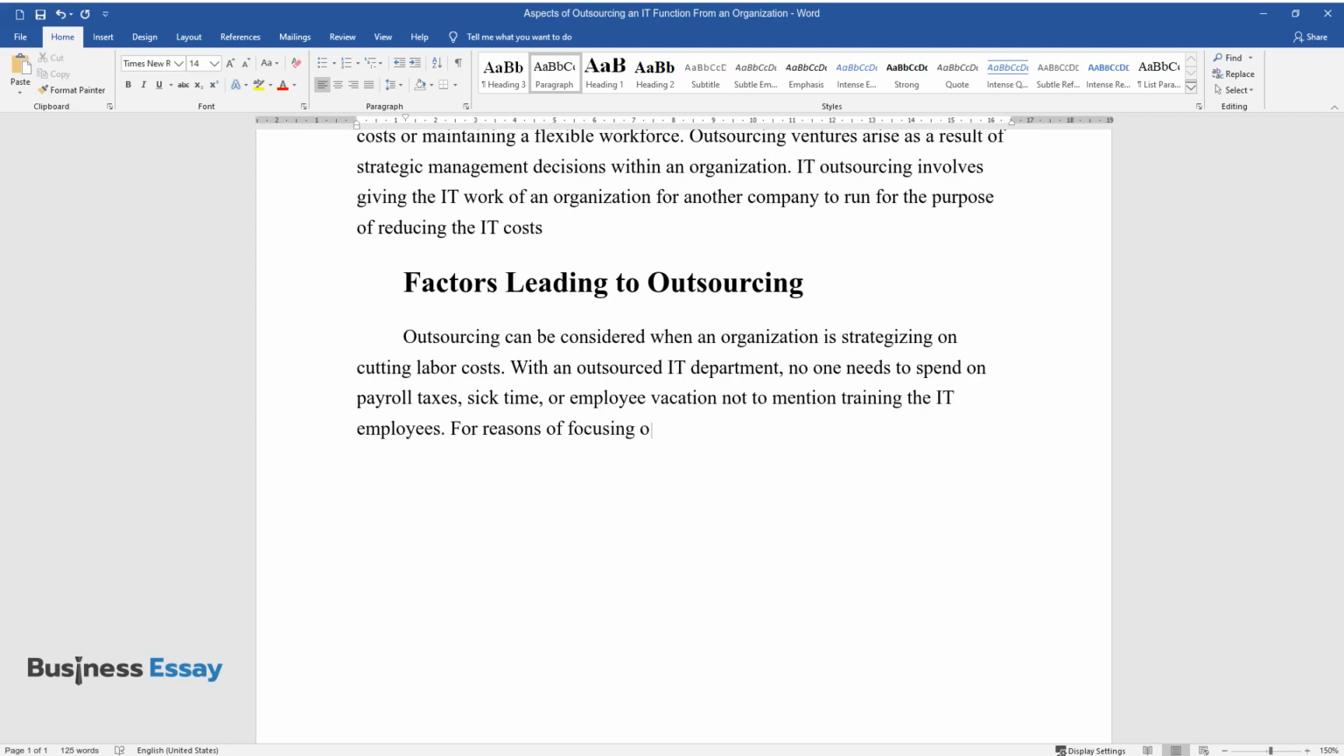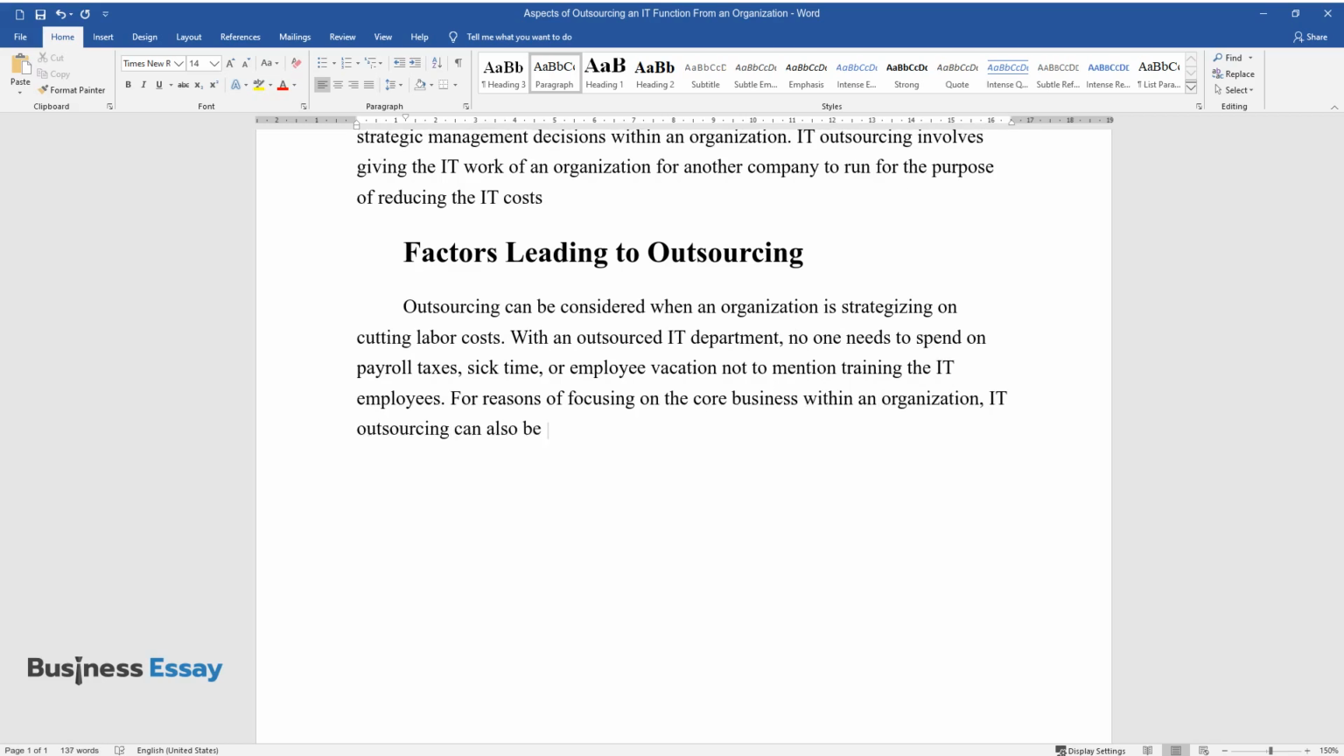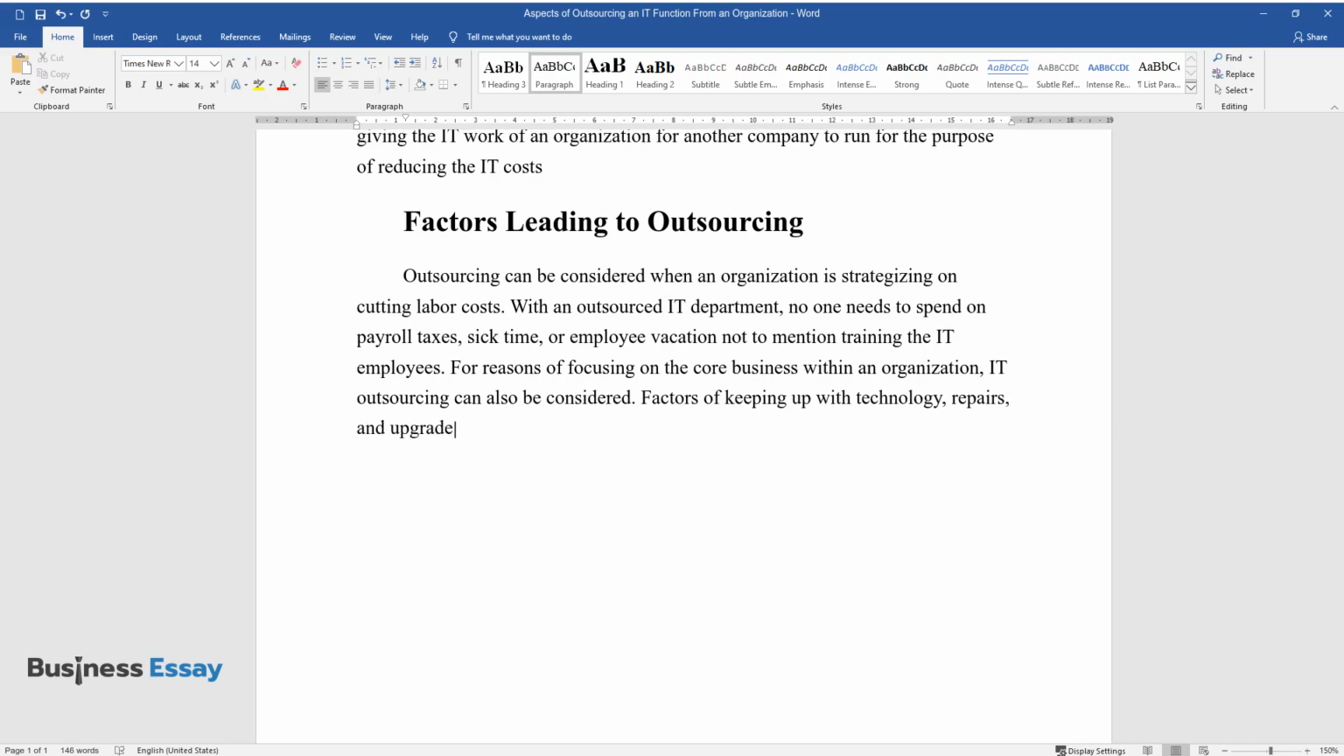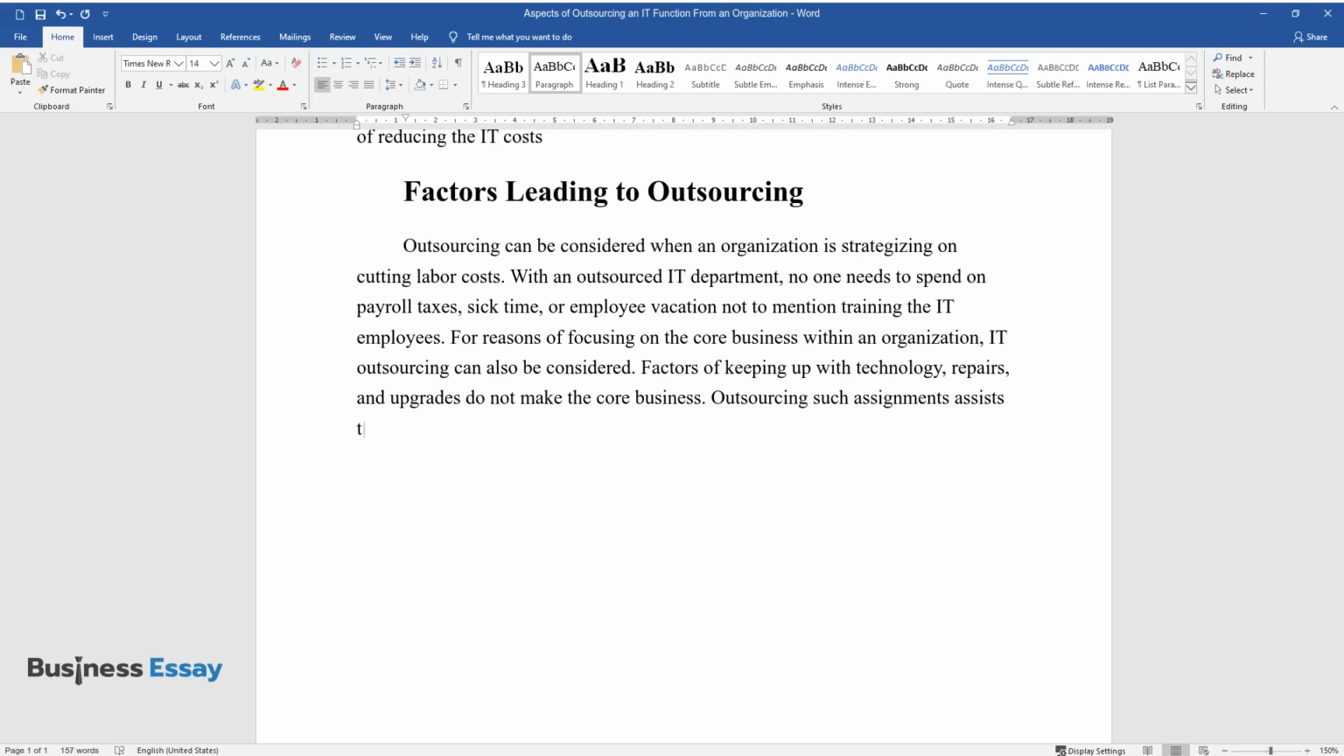For reasons of focusing on the core business within an organization, IT outsourcing can also be considered. Keeping up with technology, repairs, and upgrades does not make up the core business. Outsourcing such assignments assists the firm in keeping focused on its available resources as well as in profit maximization.